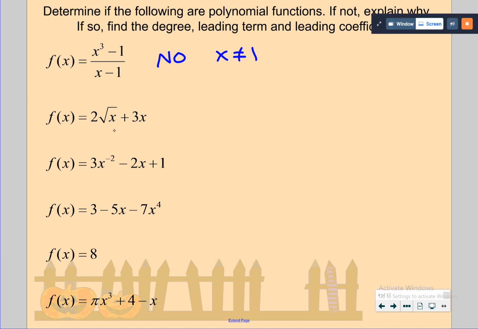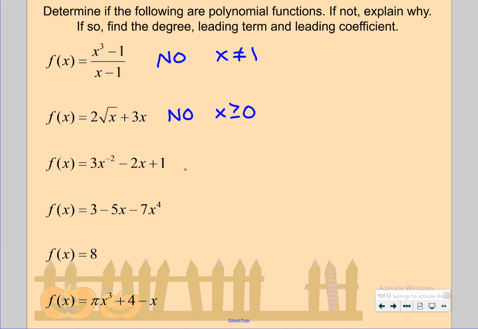Okay, what about the next one? Polynomial or no? No? Why not? Again, restrictions. X can only be numbers greater than or equal to 0. The domain is not all real numbers, not a polynomial. The domain is going to give this away. What about the next one?